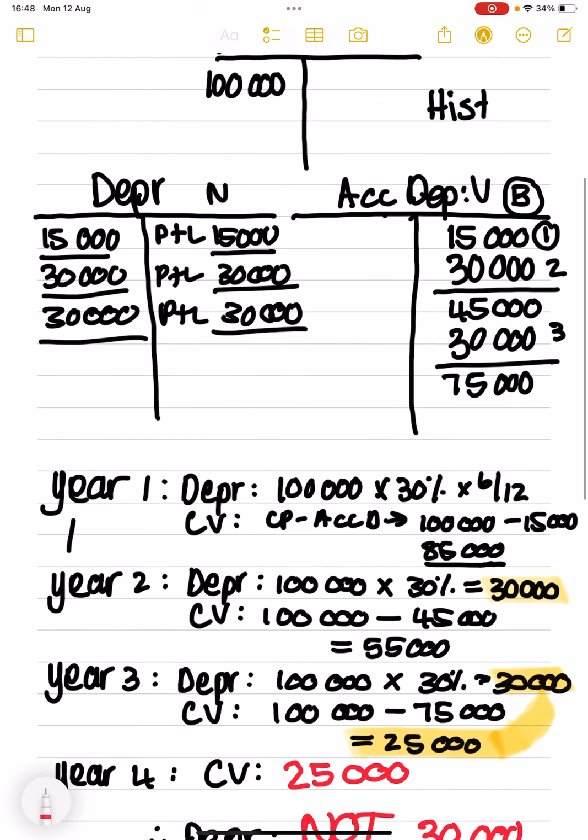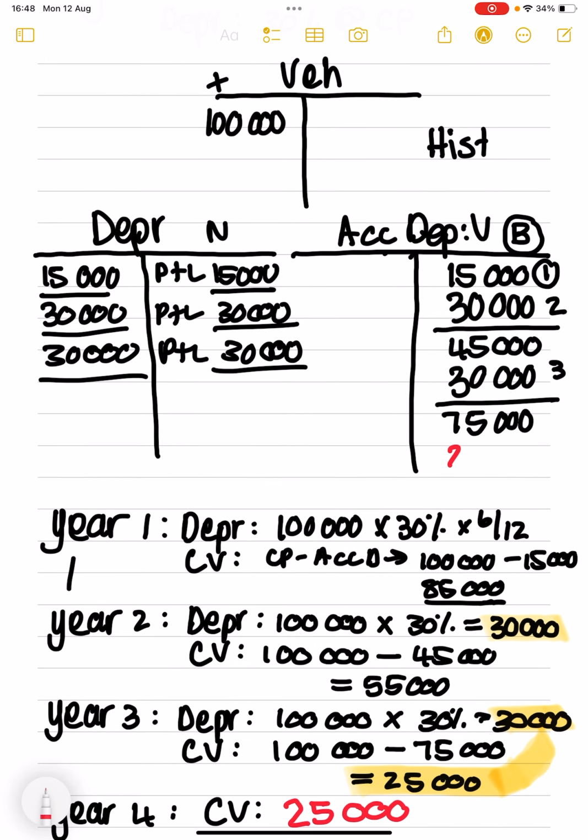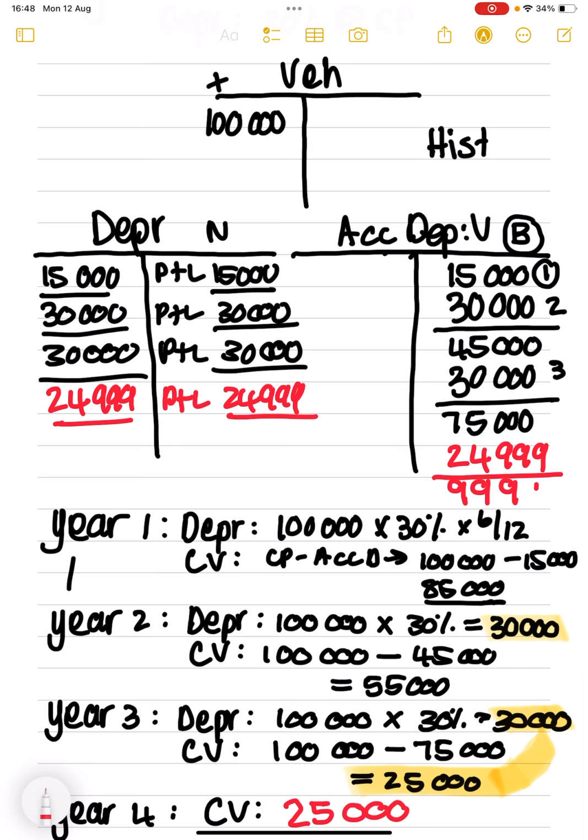Now let's go into that. For my last year, if I enter the depreciation at 24,999, and close it off to profit and loss like every year, what will the accumulated depreciation on vehicles be? This will be 99,999. And what is the cost price of my vehicle? Still 100,000.